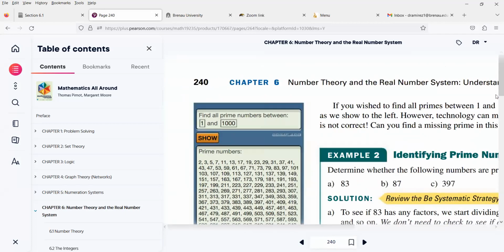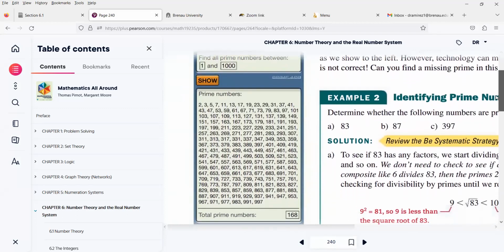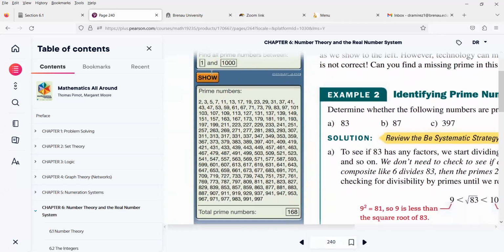So, yeah, they have this calculator that supposedly generated a bunch of prime numbers, but there's going to be one missing. 89. Well, that's the first I found. 89 is a prime number, and it's not in this list. So 89 is missing.